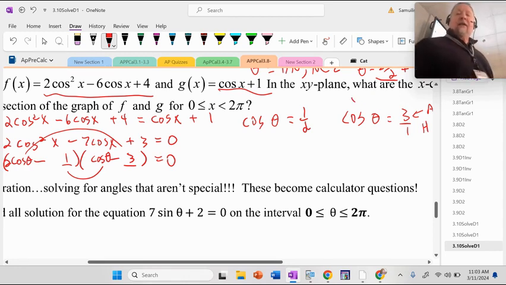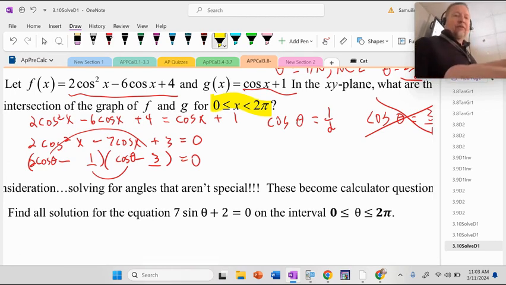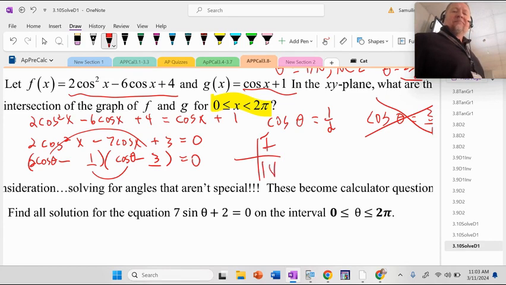That's just not possible. And this is from 0 to 2 pi, where do we get 1/2? Is it an over 6 or an over 3? It's an over 3. It's in quadrants 1 and 4. So it's pi over 3 under these directions, and then 5 pi over 3. And that's what we get.